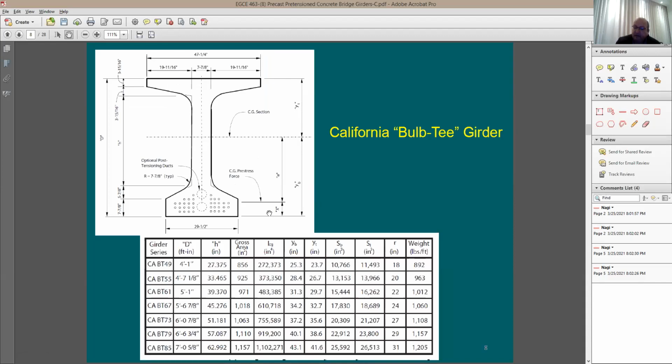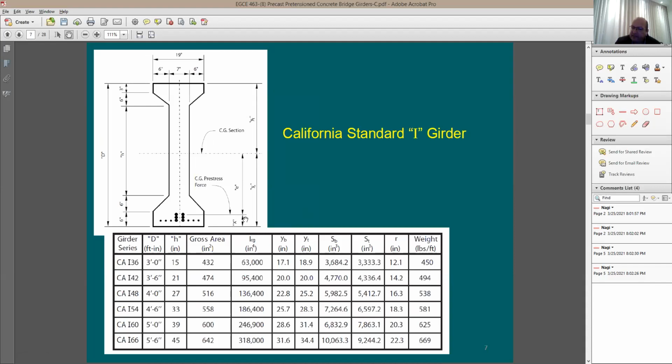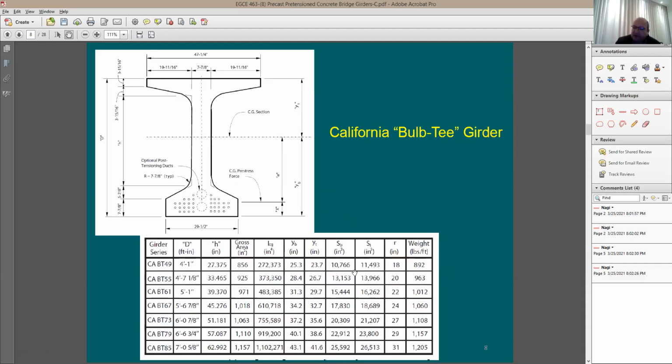How about the bulb T? This is the second phase. The first one here goes up to 95, let's say about 100 feet. This one goes to 150 feet. Now you have a big section here. You can put more strands in this section.